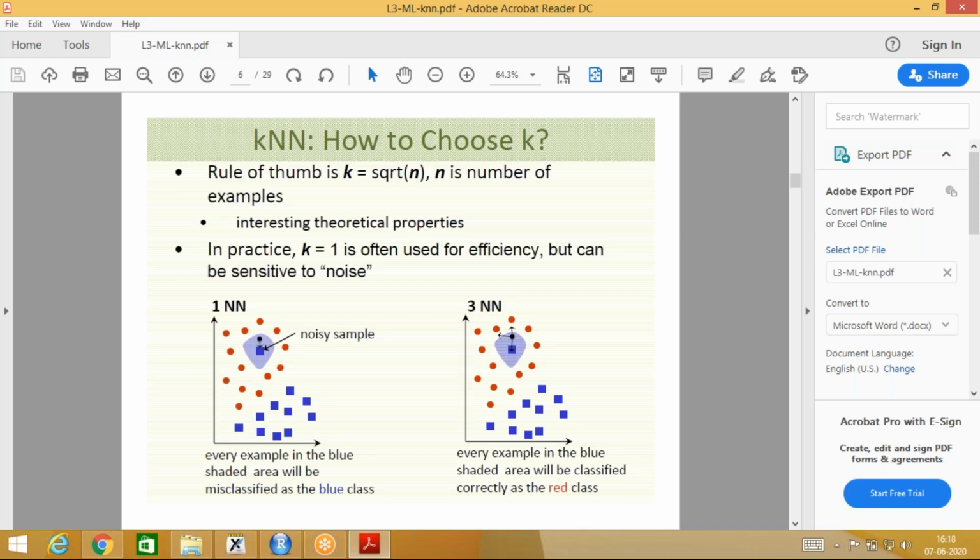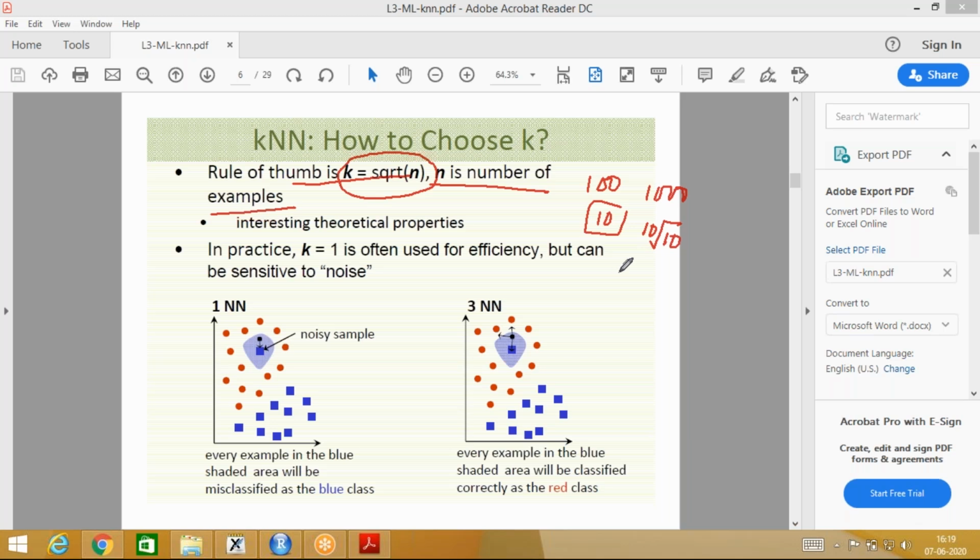So the thumb rule says that you have to check up to the square root of n, where n is the sample size, the number of examples. It's a thumb rule that the maximum K should be the square root of n. So if you have 100 observations, up to 10. If you have 1,000 observations, then 10 root 10 or something like that, so up to around 30. That is a thumb rule, but not always do we do that.